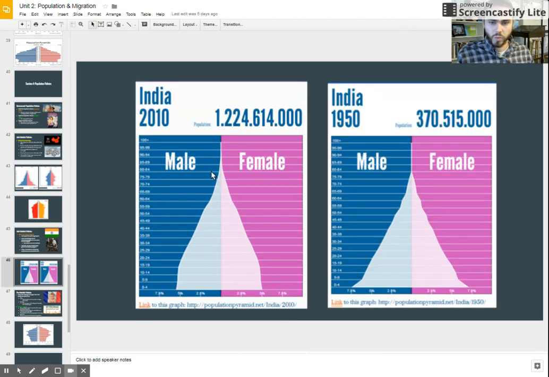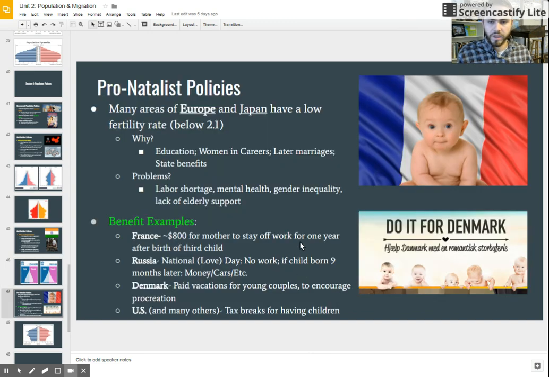Here's kind of the way it's shaped. Here's the original one in 1950, and now we can see they are in a stage 3 as opposed to a stage 2 here. All right, finally, some pro-natalist policies.